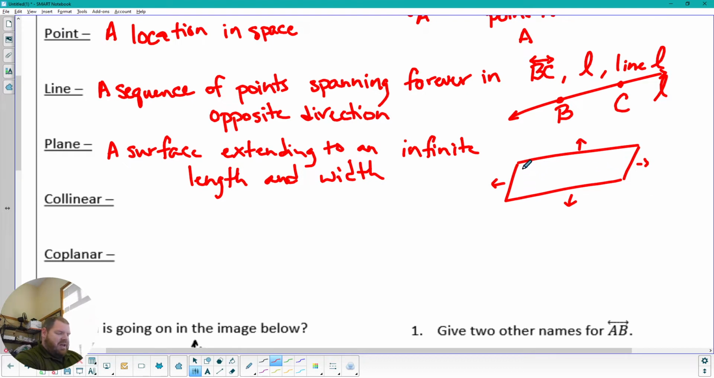In order to name a plane, we have two different ways. Option one is by a capital cursive letter that's assigned to it. This one we have written here as plane P, a cursive capital P. Or by what we call three non-collinear points.